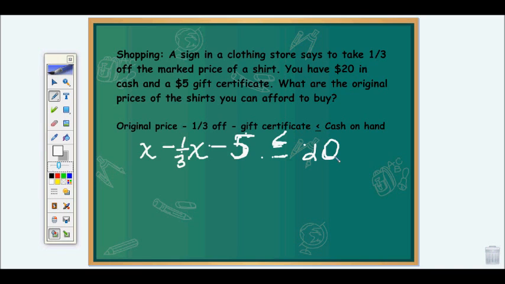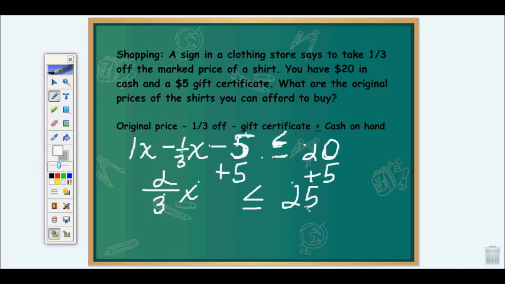Now, I want to combine my like terms. So I have a 1x and a negative 1/3 x. So I can combine those or simplify that. And I would end up with 1 minus 1/3 would give me 2/3, and those terms were both x's. Now I want to add 5 to both sides to get my constant terms together. So I have 2/3 x is going to be less than or equal to 25.